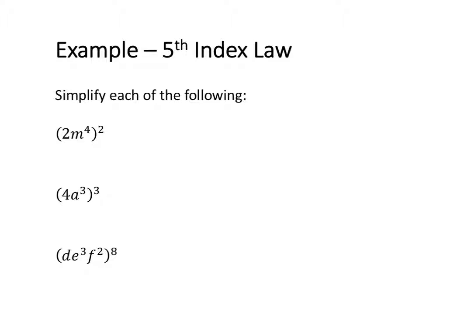In the first example, we've got 2m to the power of 4 inside the bracket raised to the power of 2. Applying the fifth index law, I need to multiply all of my powers inside the bracket by 2. Remember, 2 hasn't got a power, so it's to the power of 1. So that is going to equal 2 to the power of 1 times 2, and then times m to the power of 4 times 2, which equals 2 to the power of 2, m to the power of 8, which equals 4m to the power of 8.